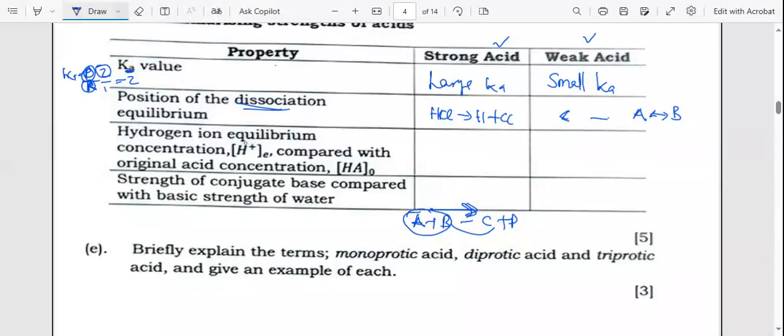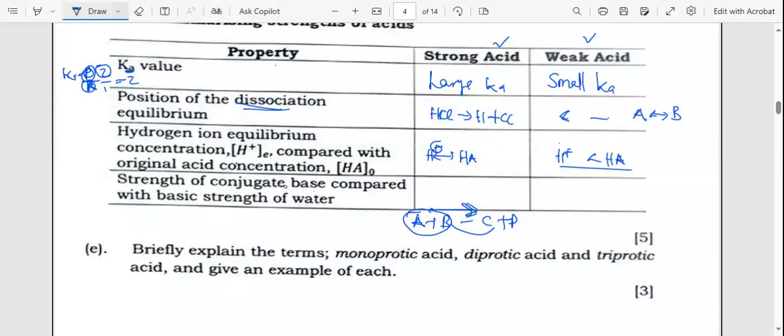Then hydrogen ion equilibrium concentration compared with the original. Here, for a strong acid, the hydrogen concentration can be equal to that of the acid, meaning that it is very strong. But here the hydrogen concentration produced is less than that of the acid. So that's how we differentiate the two.